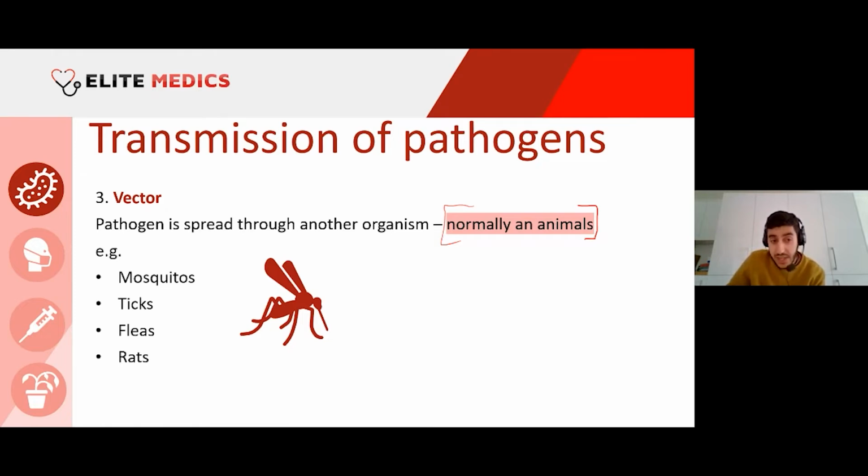Also ticks and fleas, other insects, and then rats as well. With the Great Plague in history, rats were a brilliant carrier of that. Not that it was good or anything. So rats are also an example. When I mention a vector, just think of another organism. So that's what that means. So: droplets, airborne, and vectors.